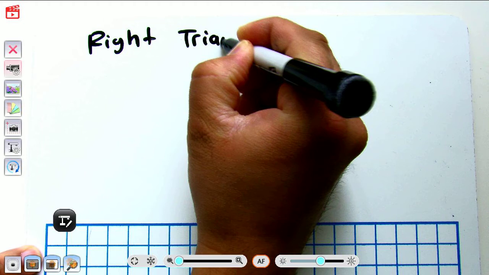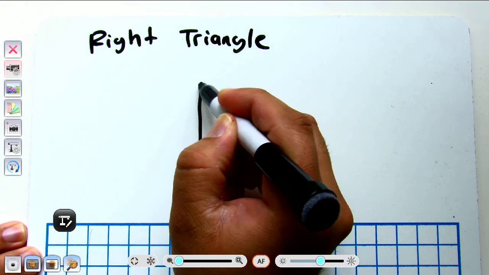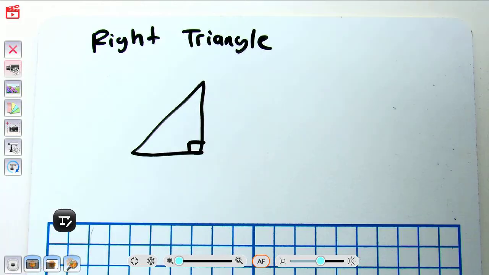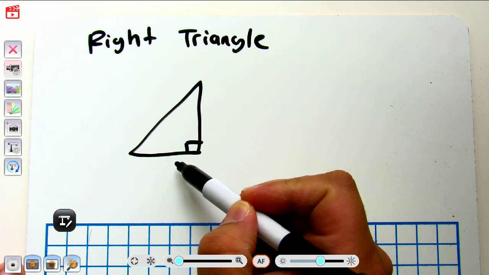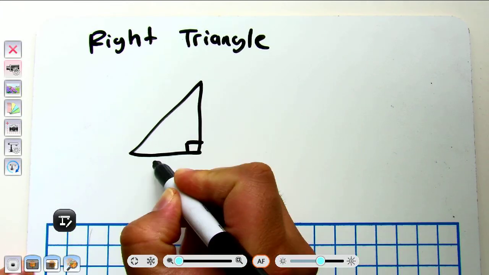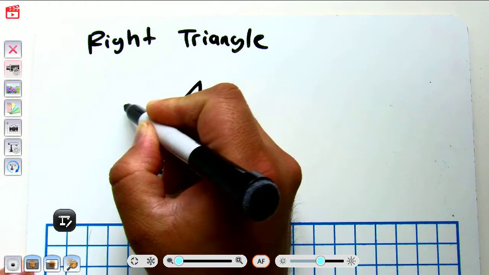A right triangle is a triangle where one angle is 90 degrees. In this triangle, we have three sides. The sides that make up the 90-degree angle are called the legs. So this is a leg, this is a leg, and this is called the hypotenuse.